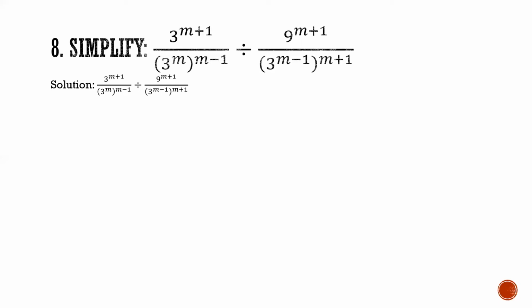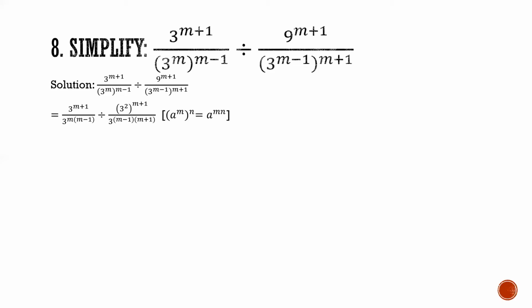So applying that formula in the denominator of the first part, we have 3 to the power m plus 1 divided by 3 to the power m into m minus 1. And in the second part, as I said, 9 can be written as 3 square, so 3 square whole to the power m plus 1. And in the denominator, applying the same formula, a to the power m to the power n is equal to a to the power mn.